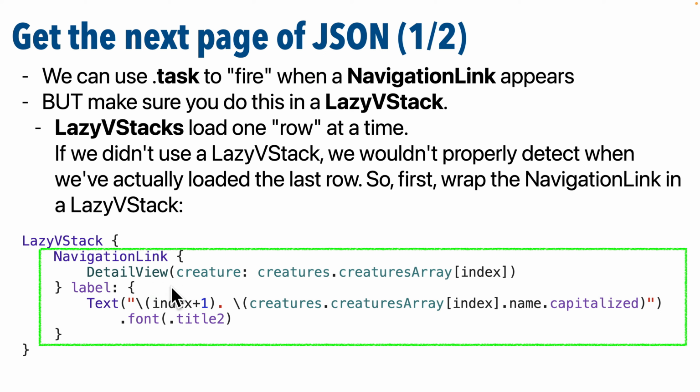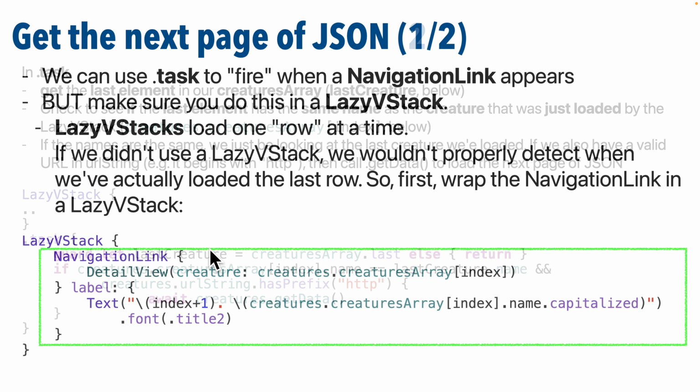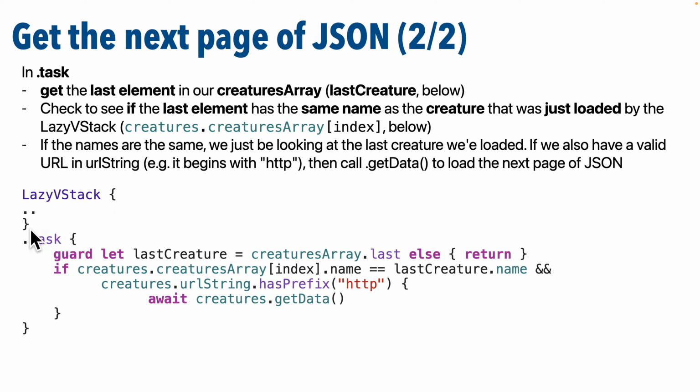If we put a lazy VStack inside the list and around our navigation link, then when we call task on a lazy VStack, since the lazy VStack only loads rows one at a time when it needs them, then we can be sure when we call task, we're actually calling it when the row we're looking at has appeared on screen. So the first thing that we'll do is add a lazy VStack around our navigation link like this. Then we'll add a task modifier below the lazy VStack, and inside task, we're going to look at the last element in our creatures array.